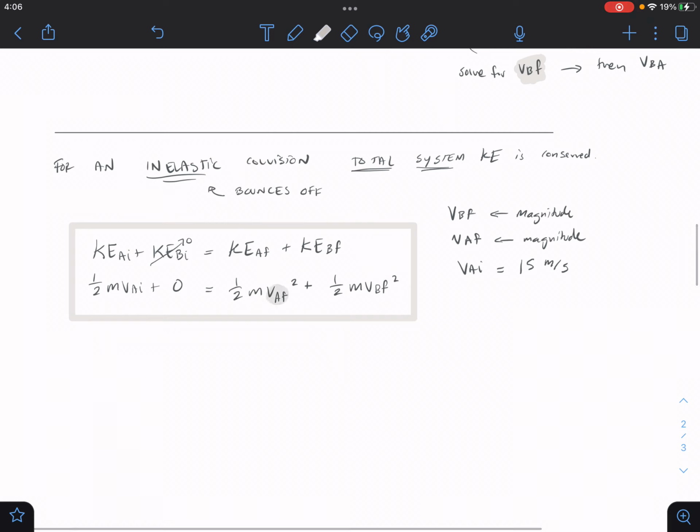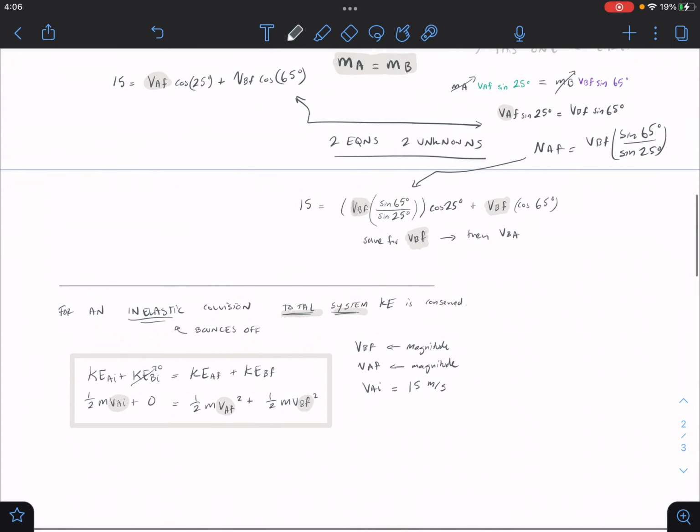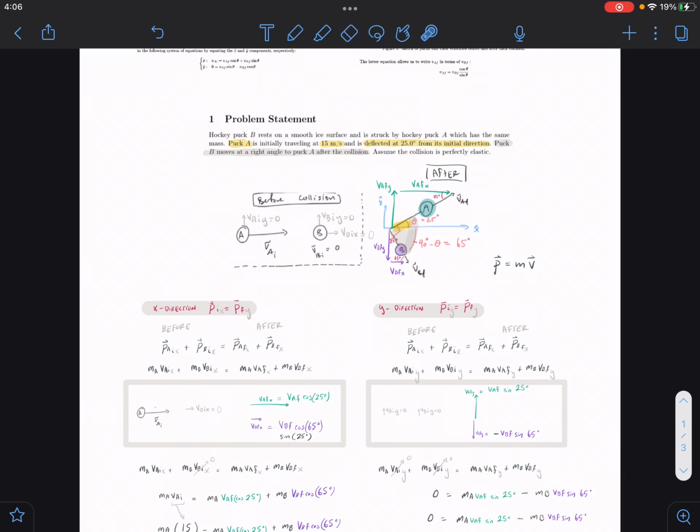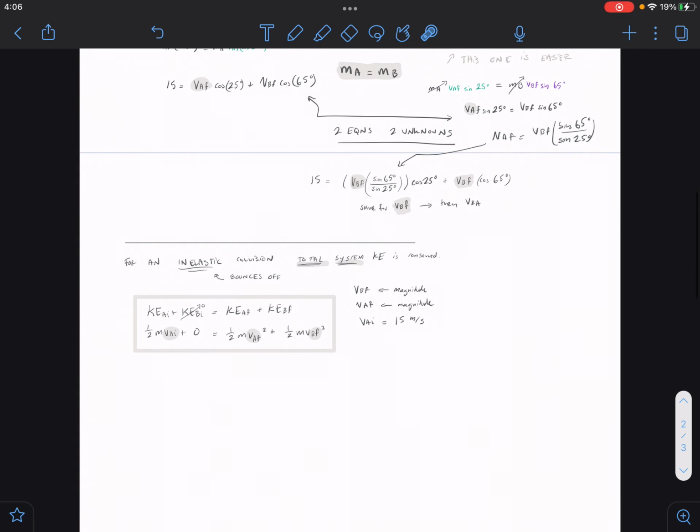When we plug in the velocities here, these are going to be the magnitudes, right? So we say the total system. That doesn't mean the kinetic energy that this first puck had is going to be the same as what this puck A has here, because it's going to bounce and some of the velocity is going to go to B as well. So it's the kinetic energy for this whole system and this whole system, if they bounce off.